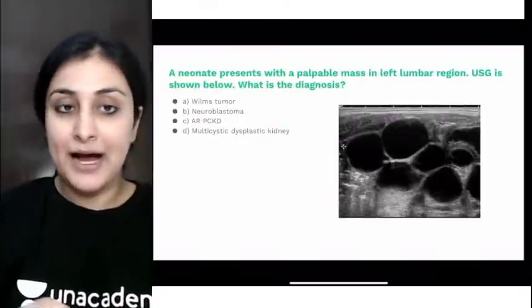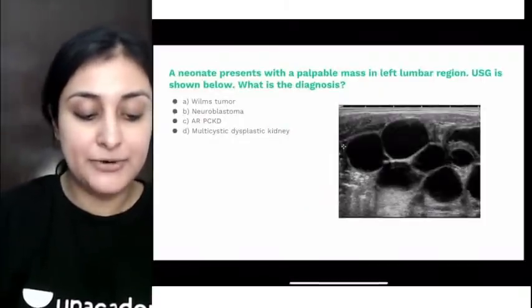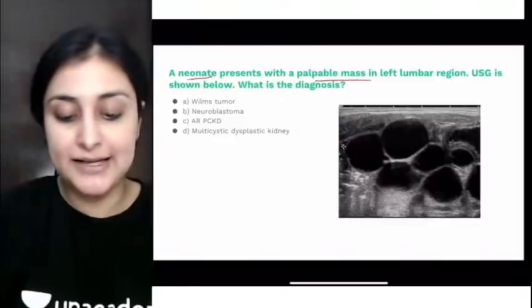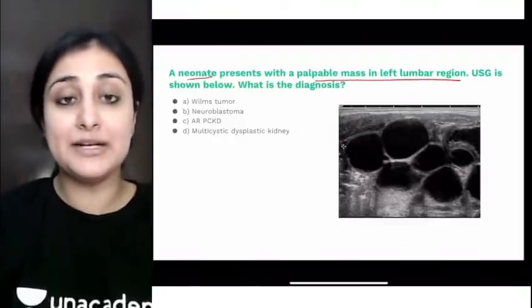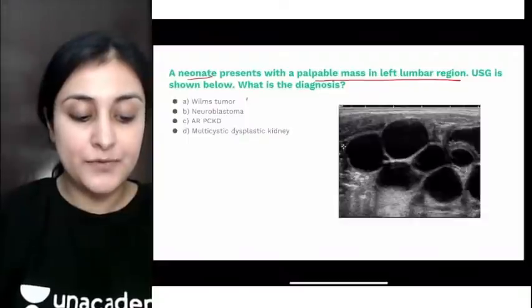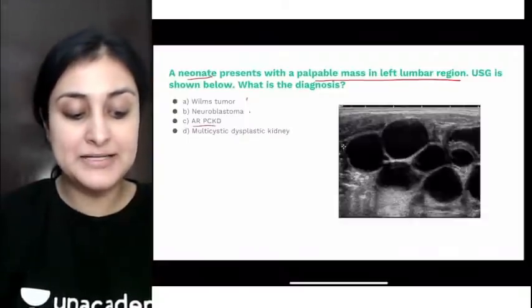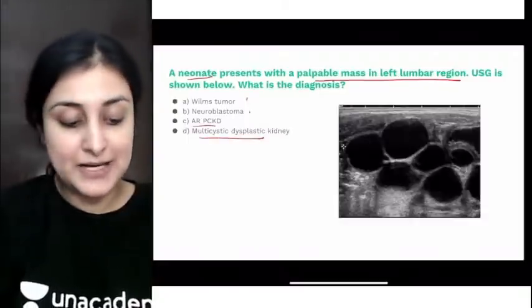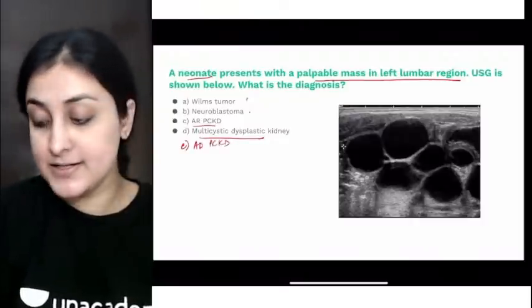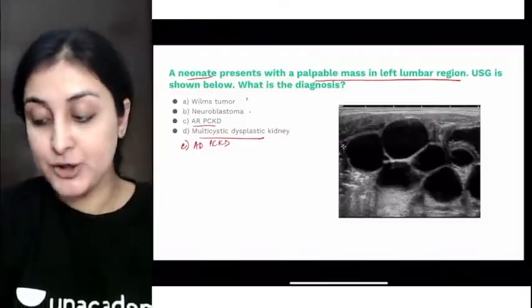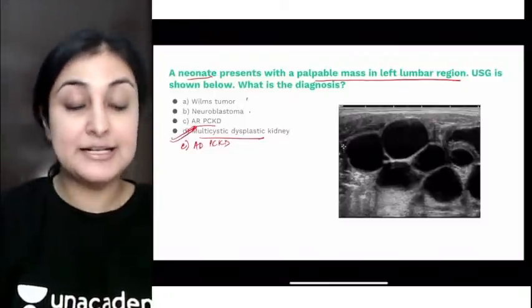Okay, today's test. Neonate presents with a palpable mass in left lumbar region. Ultrasound is shown below. Tell me the diagnosis. Wilms tumor, neuroblastoma, ARPCKD, multicystic dysplastic kidney, E, autosomal dominant polycystic kidney disease. Very good, very smart. Multicystic dysplastic kidney.